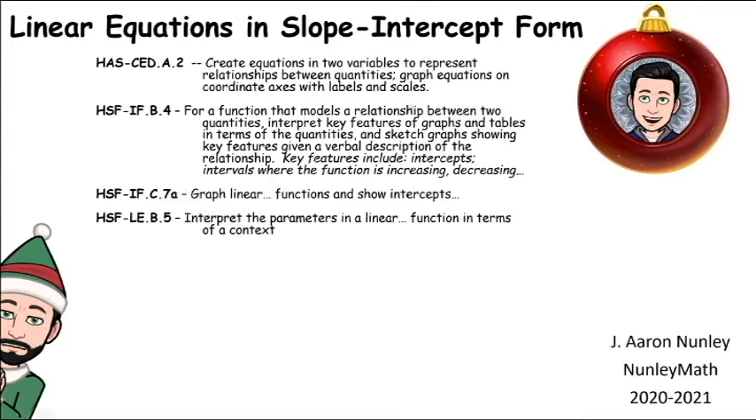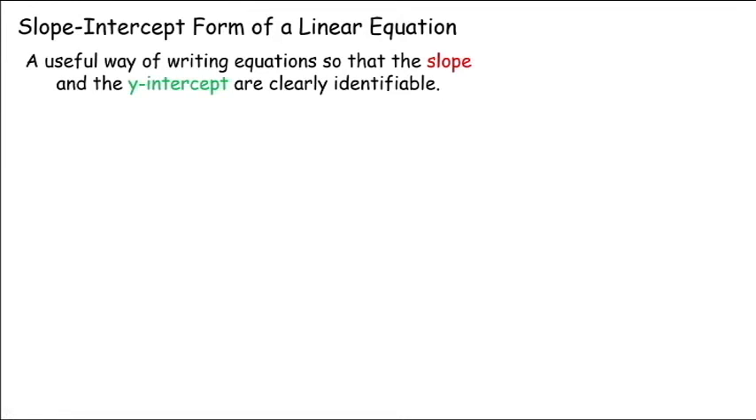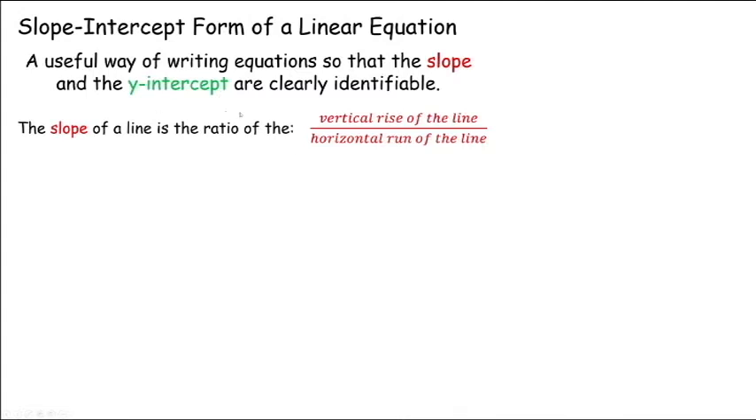For today, we're going to talk about a second pattern that occurs with linear equations called the slope-intercept form of a linear equation, and it goes something like this. The slope-intercept form of a linear equation is a useful way of writing equations so that both the slope and the y-intercept are clearly identifiable. You'll remember that the slope has been defined as the ratio between the vertical rise of the line and the horizontal run of the line, and in our last video we talked about the y-intercept as being the point where the line crosses the y-axis.